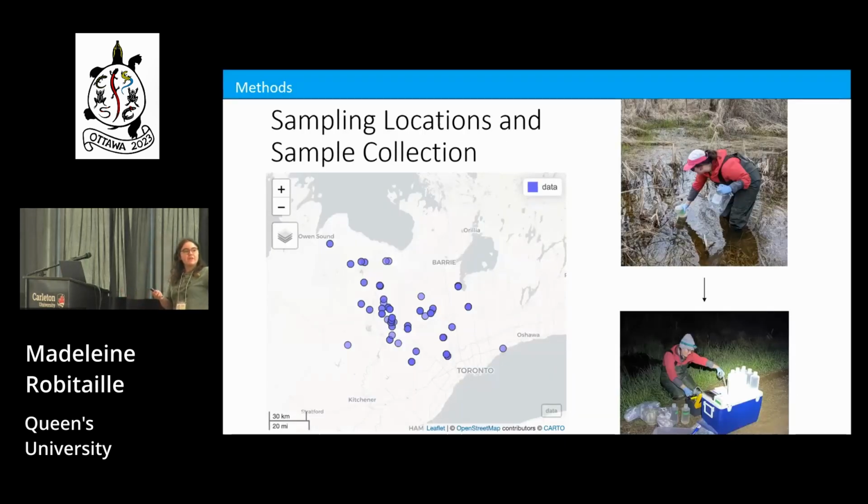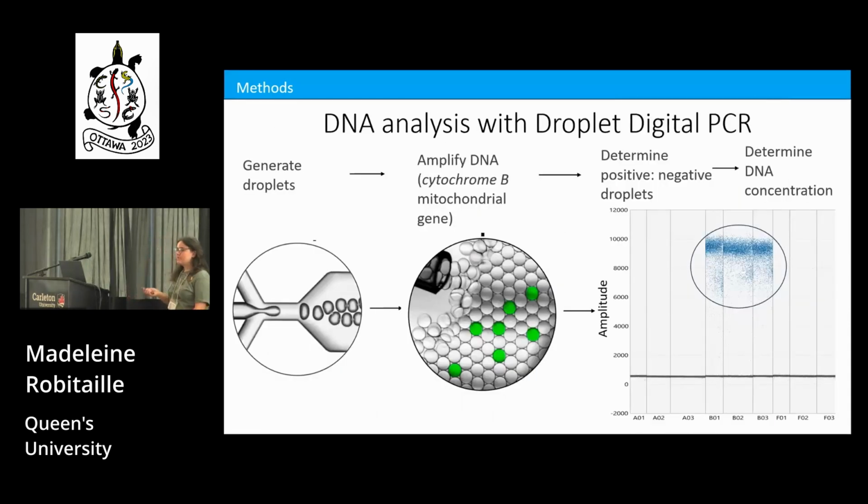So on the left there's a map of my sampling location, so Toronto on the southern end and Georgian Bay on the northern end. I take approximately 4 liters of water from each site and filter them using a peristaltic pump. I then collect the DNA on a membrane and extract the DNA using a chloroform isoamyl alcohol method modified from Turner et al. I'm analyzing my DNA using droplet digital PCR or ddPCR.